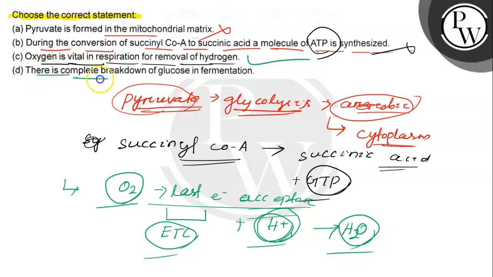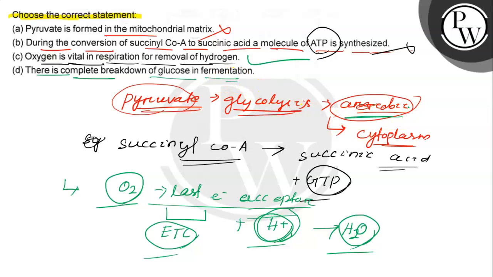Then D is given that there is complete breakdown of glucose in fermentation. This is found in the aerobic respiration. In the glycolysis process, the glucose is broken down, forming two pyruvate molecules. So this is found in the aerobic condition.